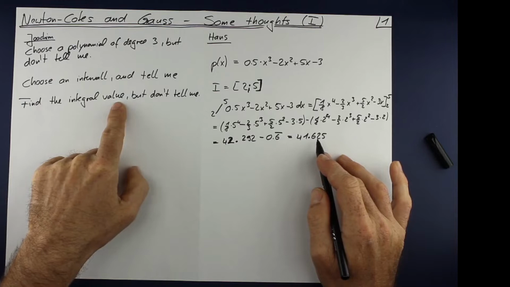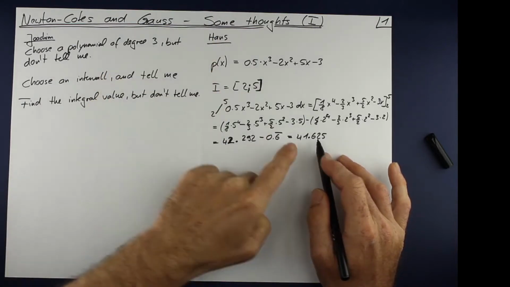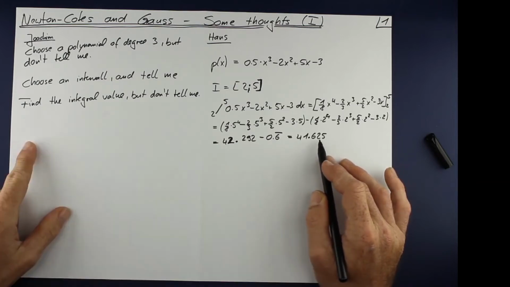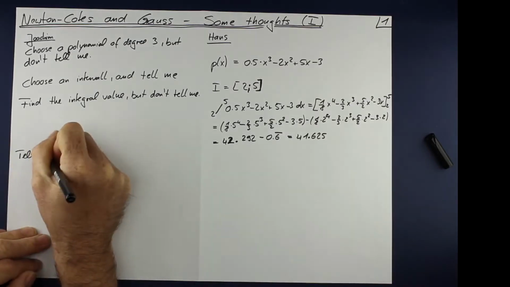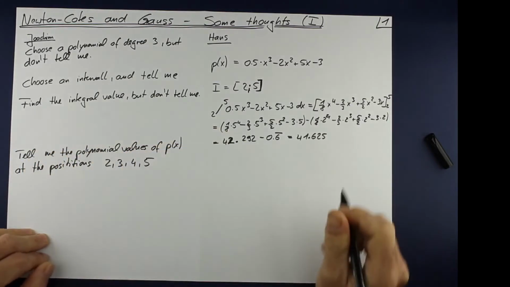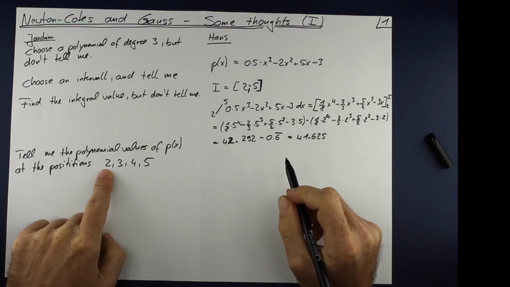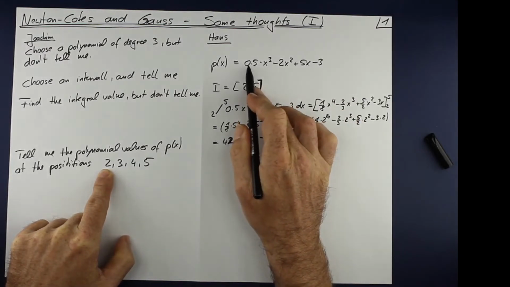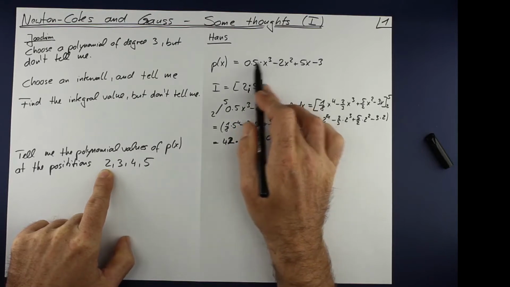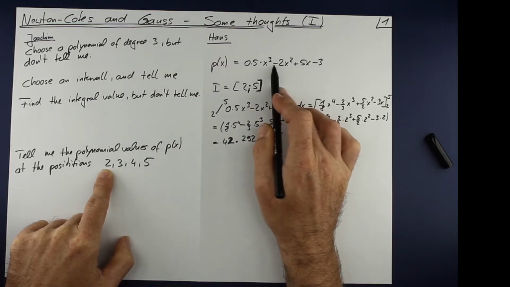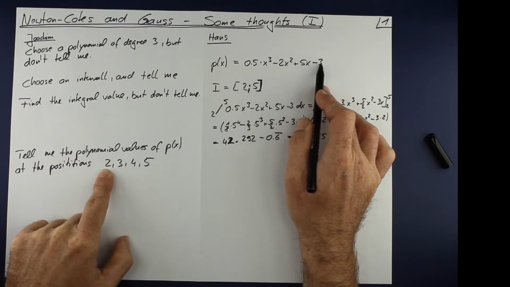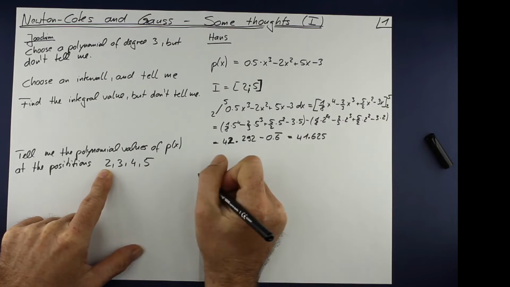Find the integral value, but don't tell me. Hans now knows the answer is 41.625, but I don't know. So now I do the following. Now I'm asking Hans, give me the value for 2. So here, not for the antiderivative, but for the polynomial, what is the value if you have the input x is 2? So we have 8 divided by 2. 4 minus 8 is minus 4, plus 10 is plus 6, minus 3, this is a 3. So I get that value.